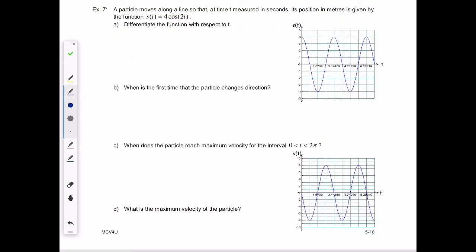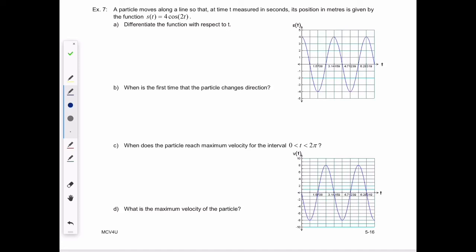Okay, let's do example number 7. A particle moves along a line so that at time t, which is measured in seconds, its position in meters is given by the function s of t, which is equal to 4 cos of 2t. Part A says differentiate the function with respect to t.